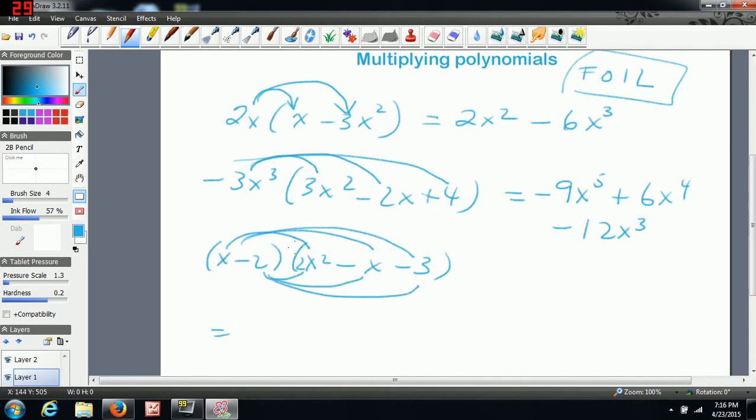Okay, so x times 2x squared is going to be 2x cubed, and then x times negative x is negative x squared, x times negative 3 is negative 3x, negative 2 times 2x squared is negative 4x squared, negative 2 times negative x is positive 2x, and then negative 2 times negative 3 is positive 6.